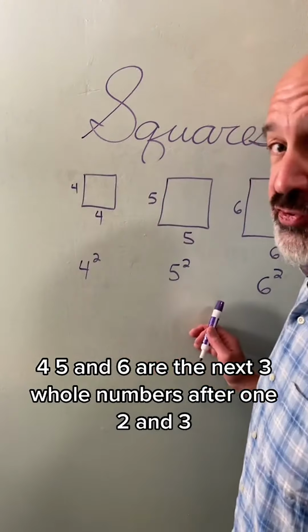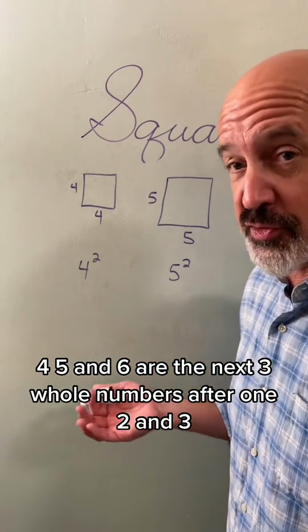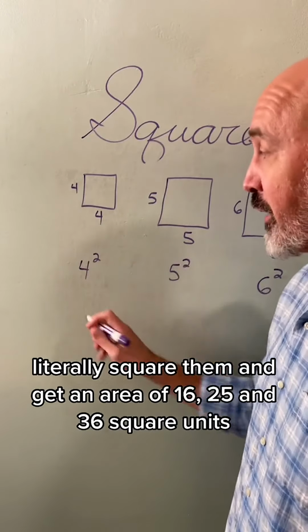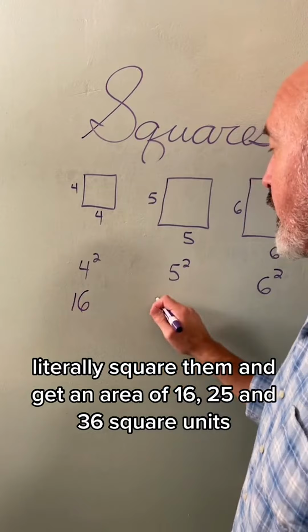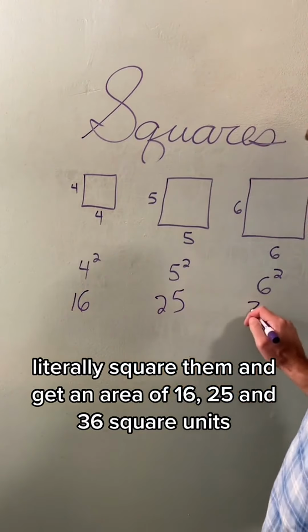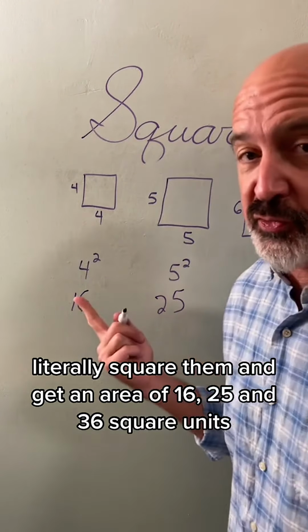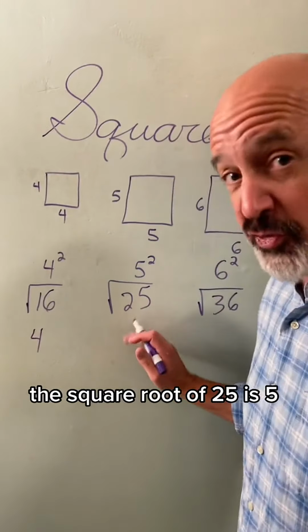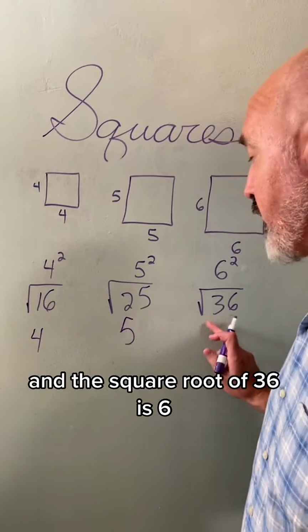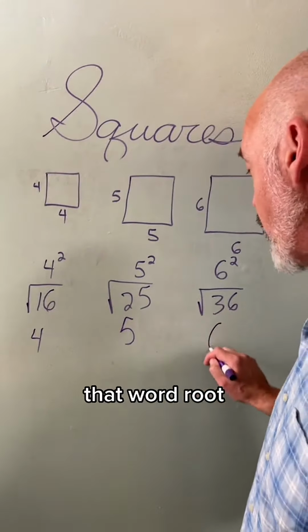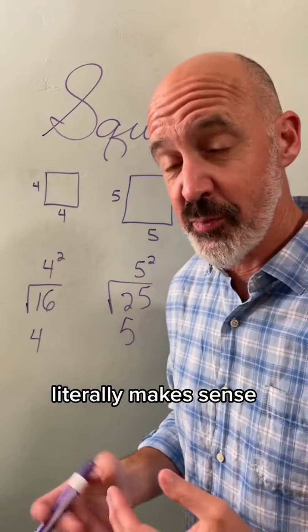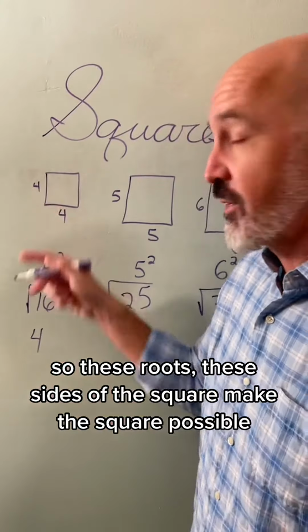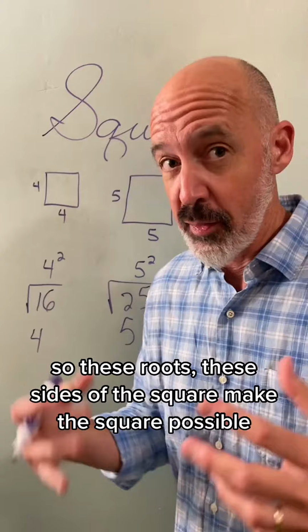4, 5, and 6 are the next 3 whole numbers after 1, 2, and 3. So you can square them, literally square them, and get an area of 16, 25, and 36 square units. Conversely, the square root of 16 is 4, the square root of 25 is 5, and the square root of 36 is 6. That word root literally makes sense because a root, like in a tree, holds it into the ground. So these roots, these sides of the square, make the square possible.